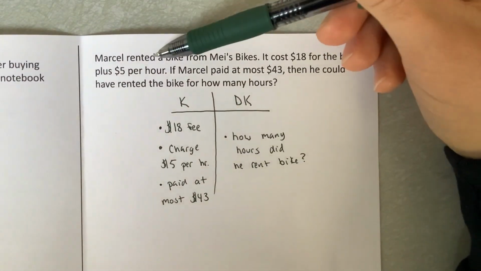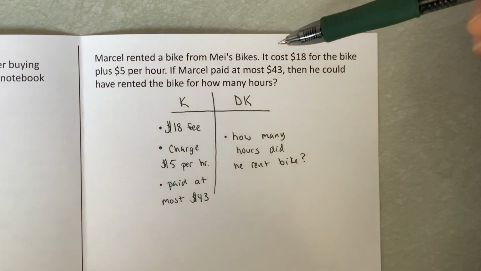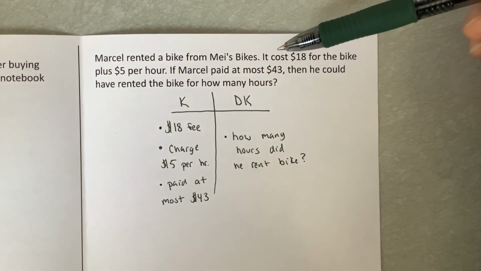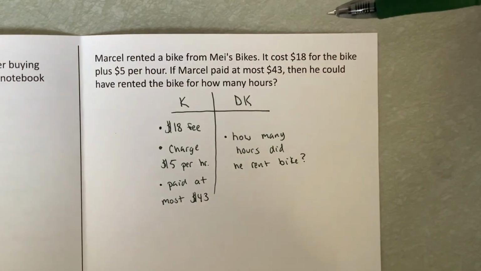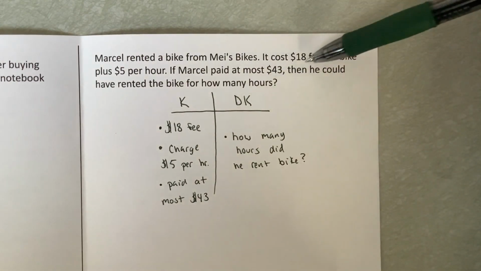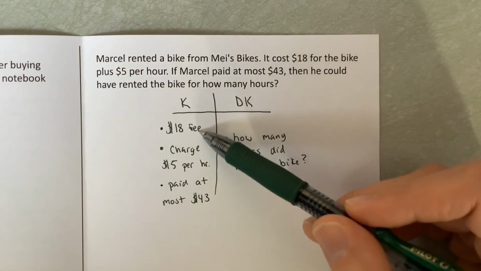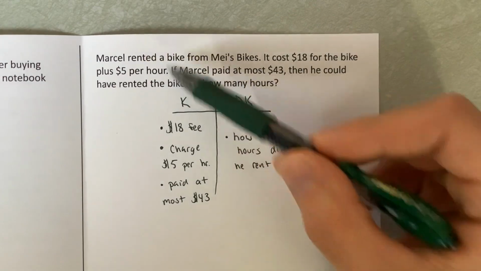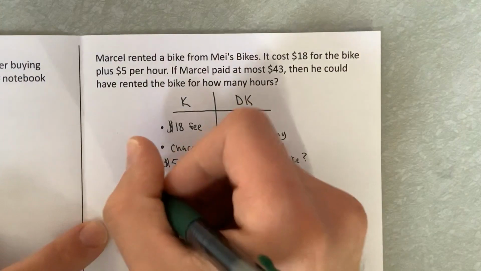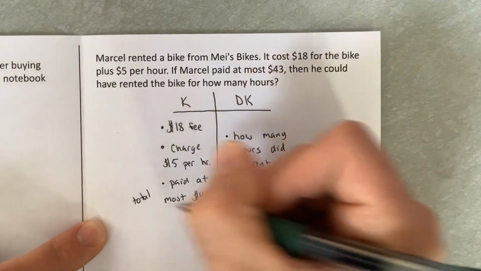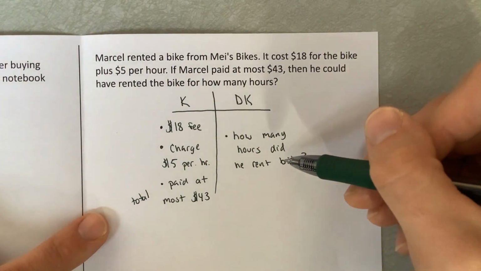Marcel rented a bike from Me's Bike. It costs, Ralph, why are you picking these weird names for me, huh? It costs $18 for the bike plus $5 per hour. If Marcel paid at most $43, then he could have rented the bike for how many hours? Well, here we go. I have my $18 fee. Then they also hit me with the $5 per hour. And it says that I paid at most $43. That sounds to me like my total. I'm ending with $43. And what I don't know is how many hours he rented the bike.